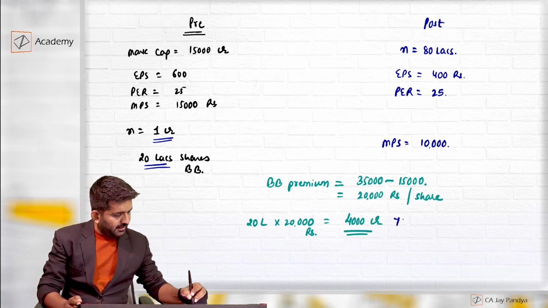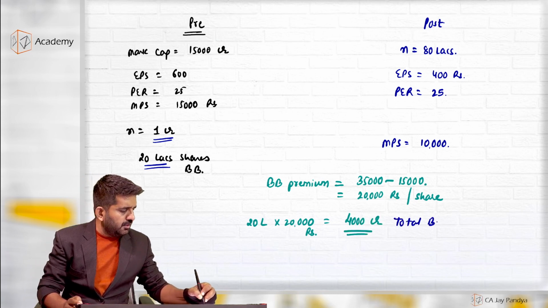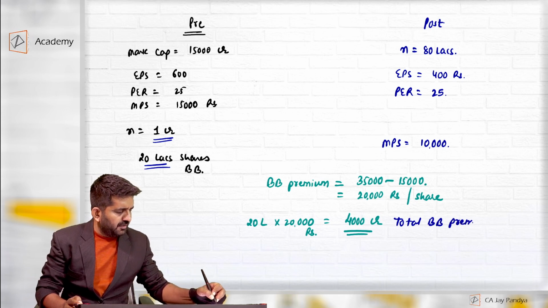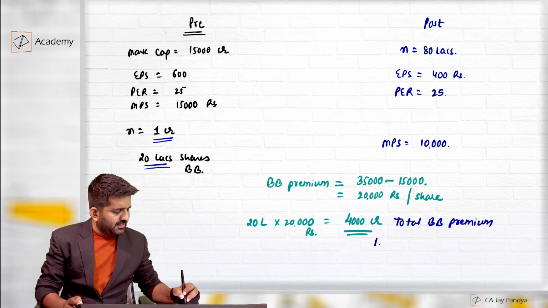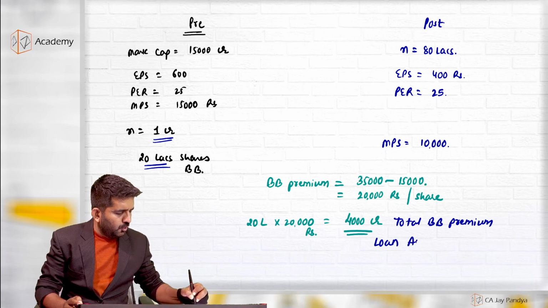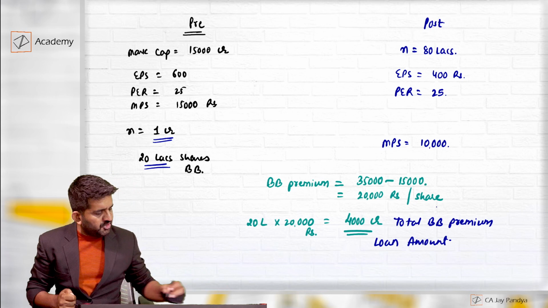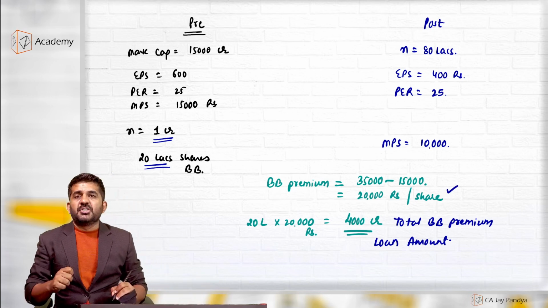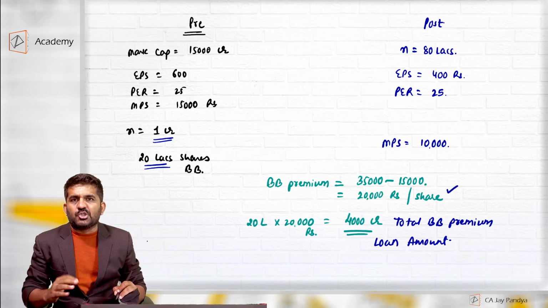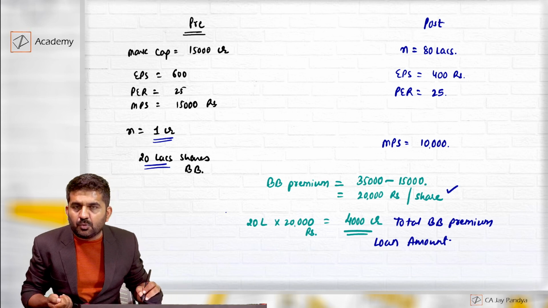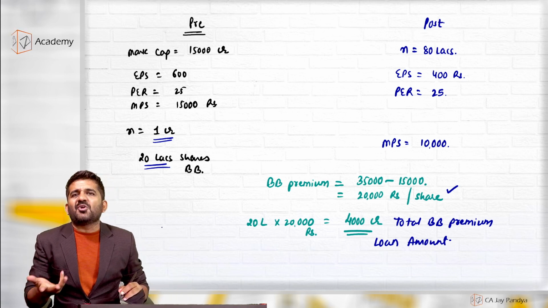This is nothing but the total buyback premium, and the question clearly says that this should be the loan amount. What is the buyback premium per share? 20,000. What is the total buyback premium? That is the loan for the company, which is 4,000 crores. What will be the interest on 4,000 crores?